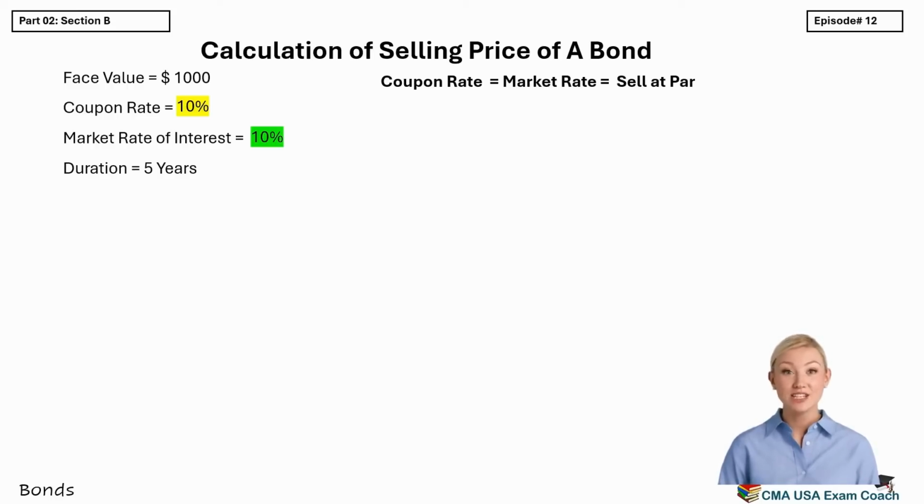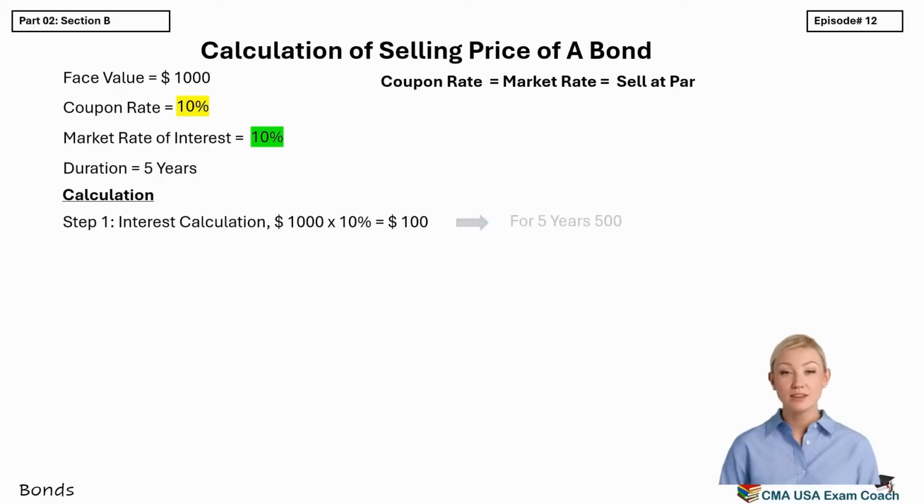Let's calculate the cash flows and confirm this using present value techniques. Every year, the bondholder will receive $100 in interest. That's simply 10% of the $1,000 face value. Over 5 years, this totals $500 in interest income. Because the interest payments are equal every year, we will use the present value annuity factor to find out the present value of these inflows.